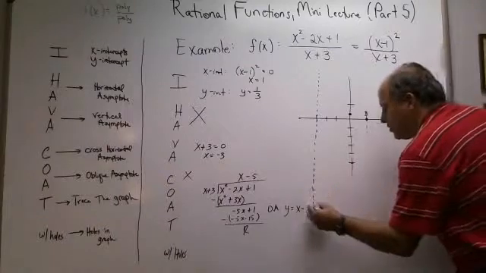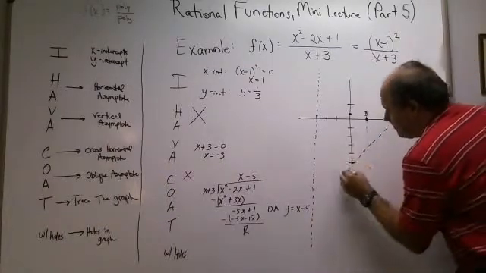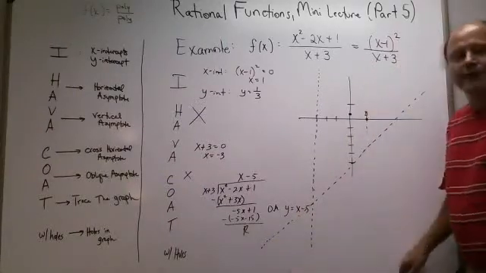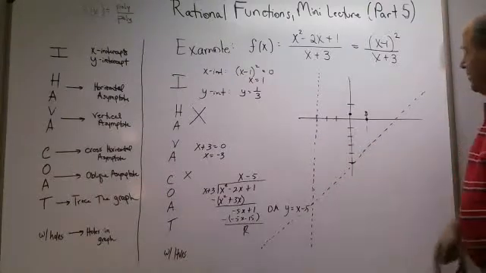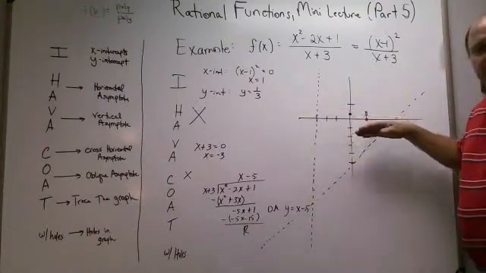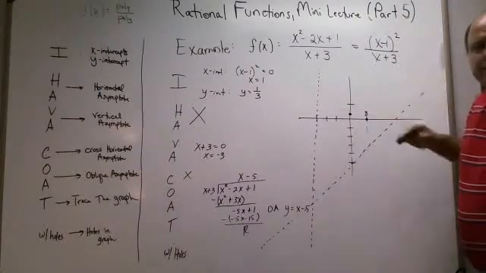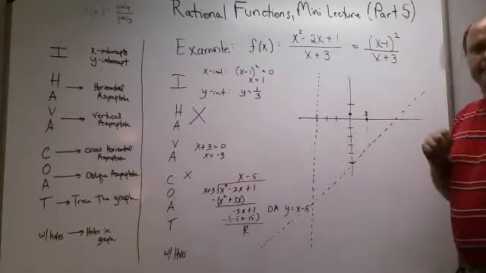So the oblique asymptote will kind of look like this, which is basically the graph of y equals x minus 5. So it slants. So it's not like the horizontal asymptote. It's like a horizontal asymptote without the slope of 0, because that's what a horizontal asymptote has, a slope of 0. This one's got a slope of 1.